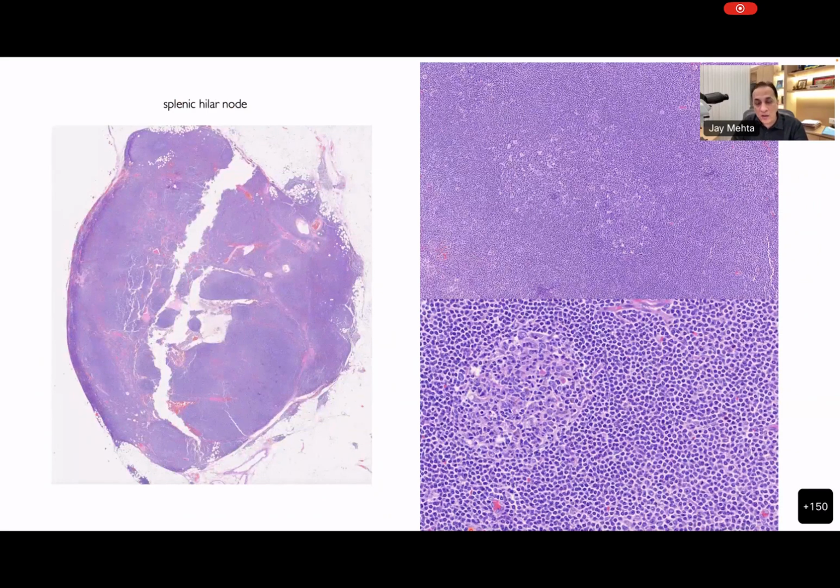Remember that if you have the spleen specimen with you, always make an effort to identify the splenic hilar lymph node, because the hilar lymph node is almost always involved by the disease process.